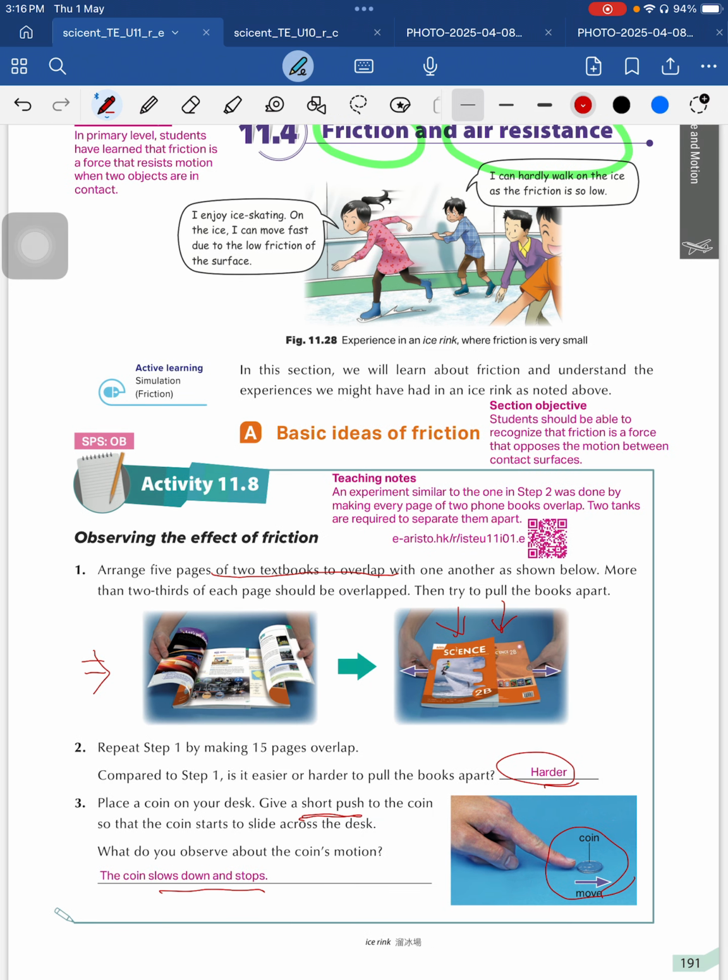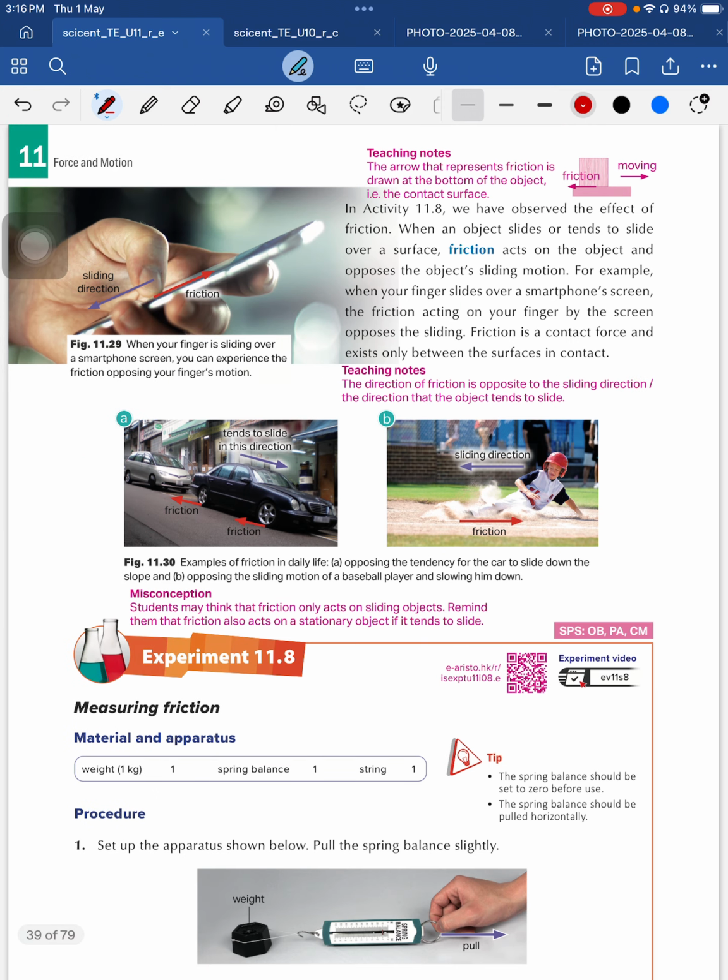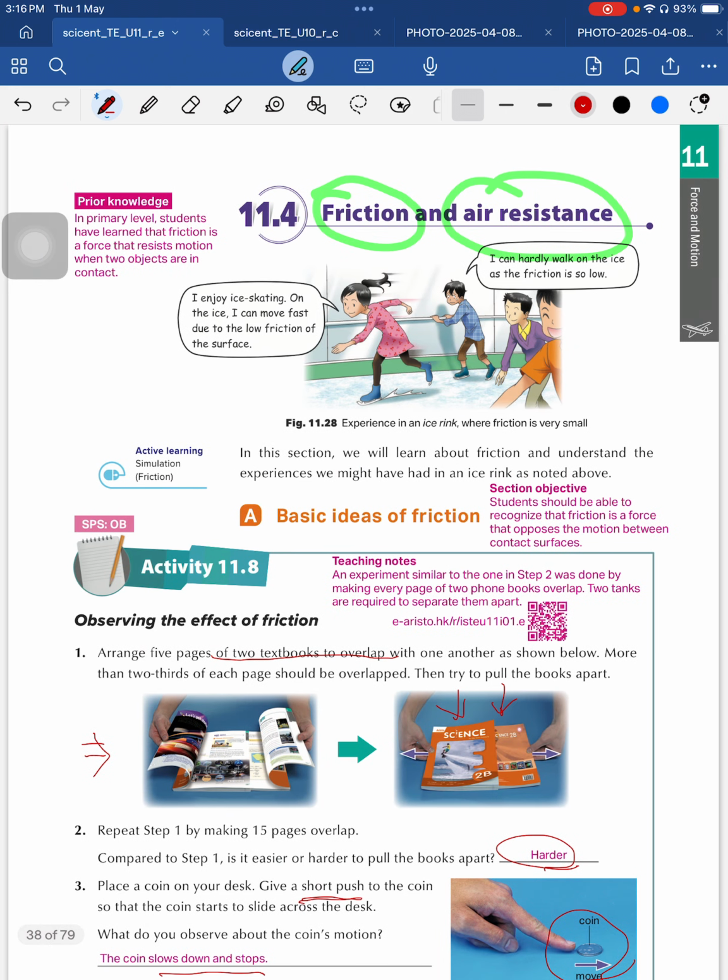So why do we have this kind of observation? Because there is friction between the object and the sliding motion. From the previous example, you'll find that if you try to pull the textbook and the workbook apart, the pages between the books have a contact force here, and the contact force will reduce the motion that you want to do.